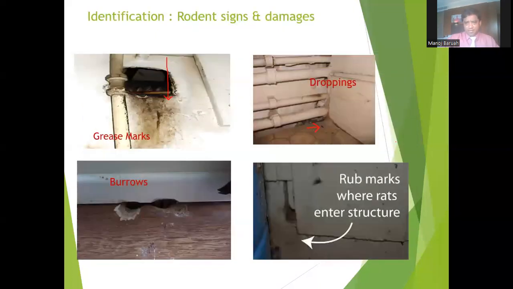Rodent signs, pest signs, I will go through some of the most recurring pest issues that we are facing. So suppose rodents: when the rodent moves, they leave some grease marks on the wall, and if we can identify the grease marks, a lot of problems will get solved. Also the droppings and burrows. If you can identify these rodent signs and damages, we can design a better pest management plan.